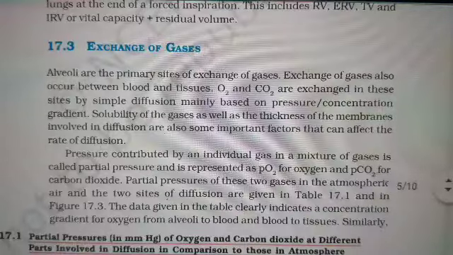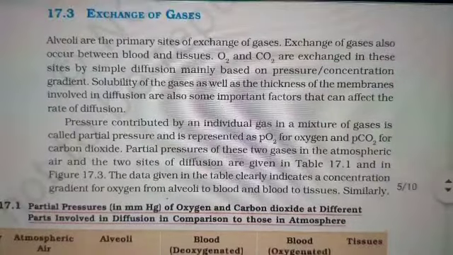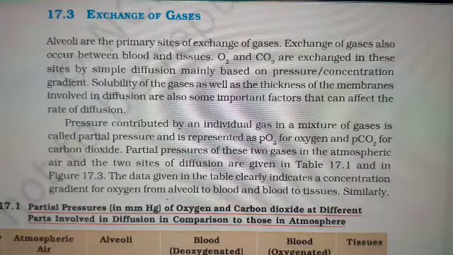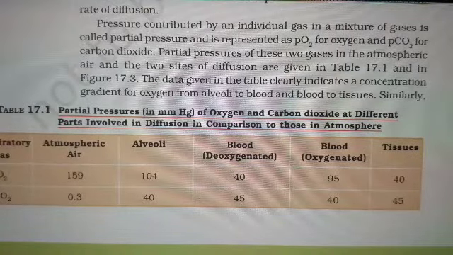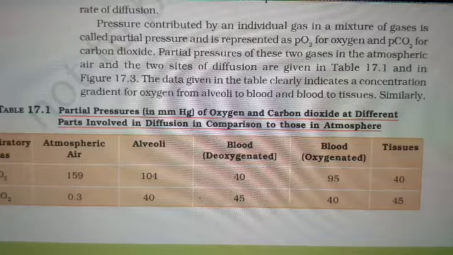And here the exchange of gases we also need to remember. Generally, how much partial pressure of oxygen is there inside and outside in the environment. This table gives an overall idea of the partial pressures of the respiratory gases, oxygen and carbon dioxide, at different parts involved in diffusion in comparison with those in the atmosphere. For the respiratory gas oxygen, the atmospheric air has 159 mmHg, alveolar air 104 millimeters of mercury, deoxygenated blood 40 mmHg, oxygenated blood 95 mmHg, and tissue 40 mmHg.